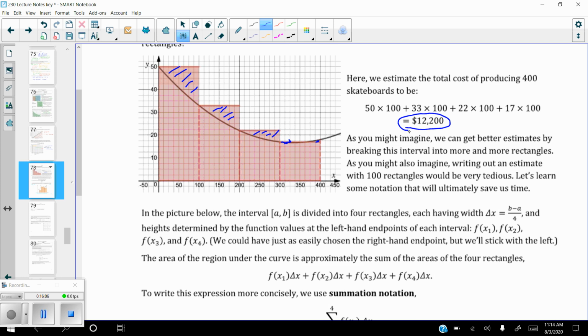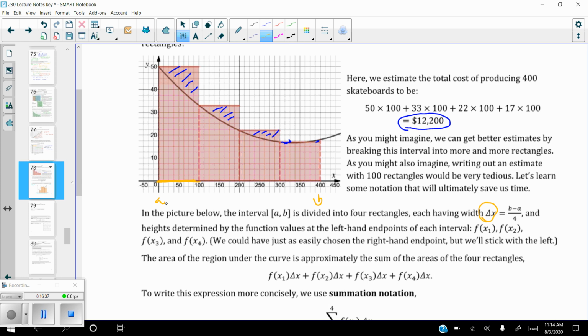Each one of the rectangles is going to have a width, and in this case the width is going to be delta x. It's the change of x. And that's going to be b minus a over 4, where b is the right endpoint and a is the left endpoint. Then we divide it by 4. Why is it 4? Because we wanted to do 4 rectangles.